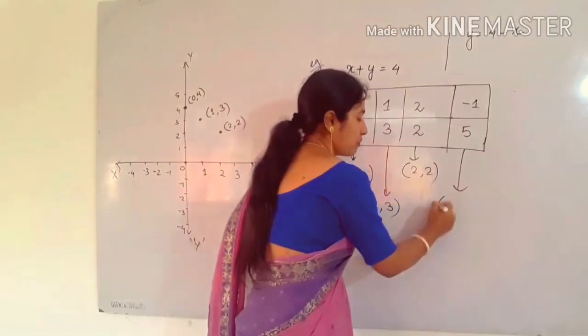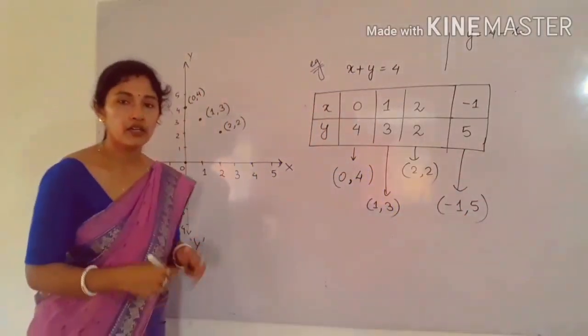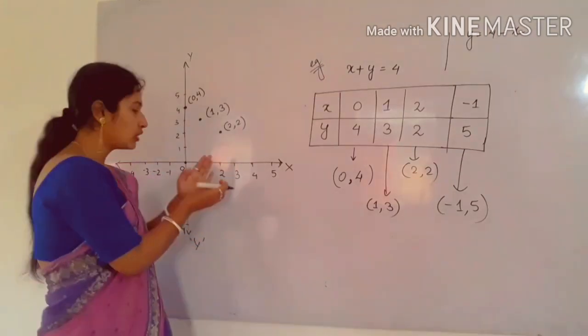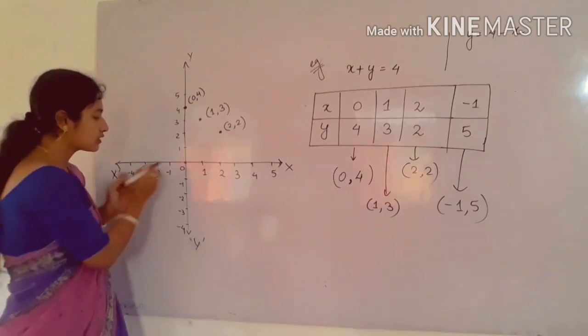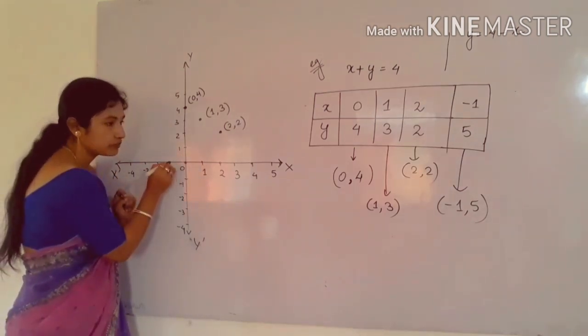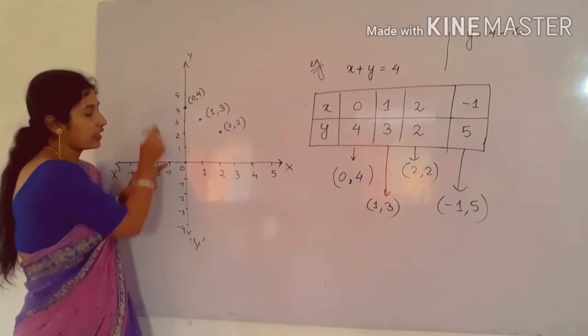Next set of solution is minus 1, 5. Now see, the value of x is minus 1. So you have to go to the left side of the origin. Here the value of x is minus 1. So this is minus 1. Next, the value of y is 5. Again you have to go upward direction.